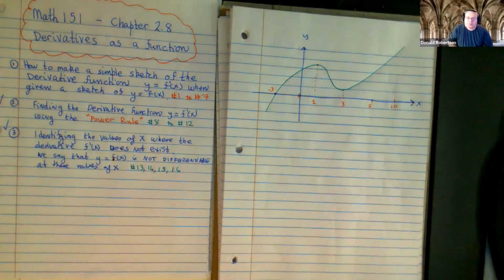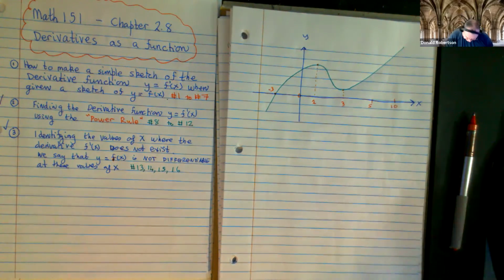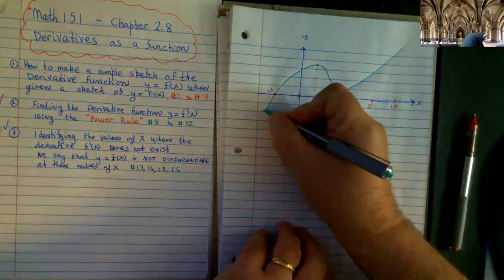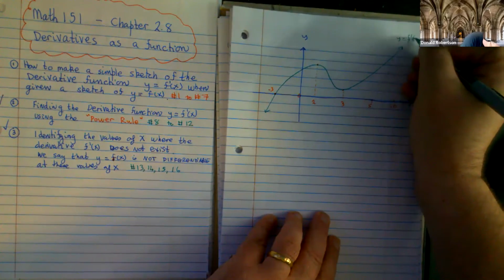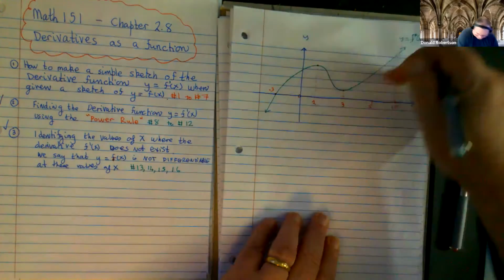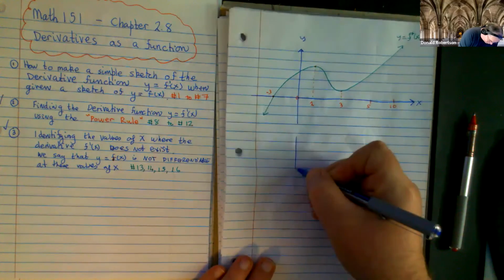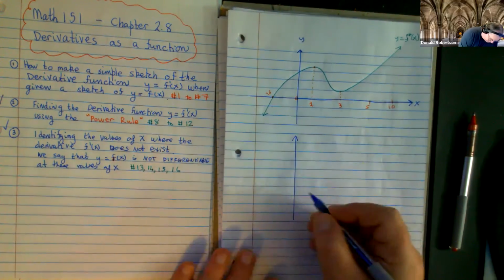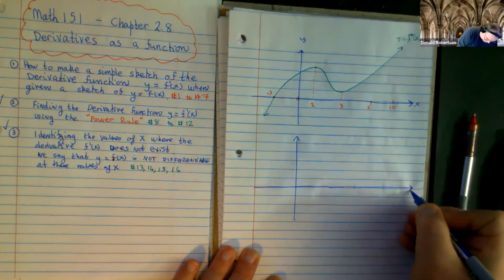Right. Suppose you're being asked to do a very simple sketch of this function. And by that I mean a sketch of its derivative. Right. So you're told f of x. It's a polynomial. How do we actually do a simple sketch of its derivative? Let me show you how you would tackle that question.